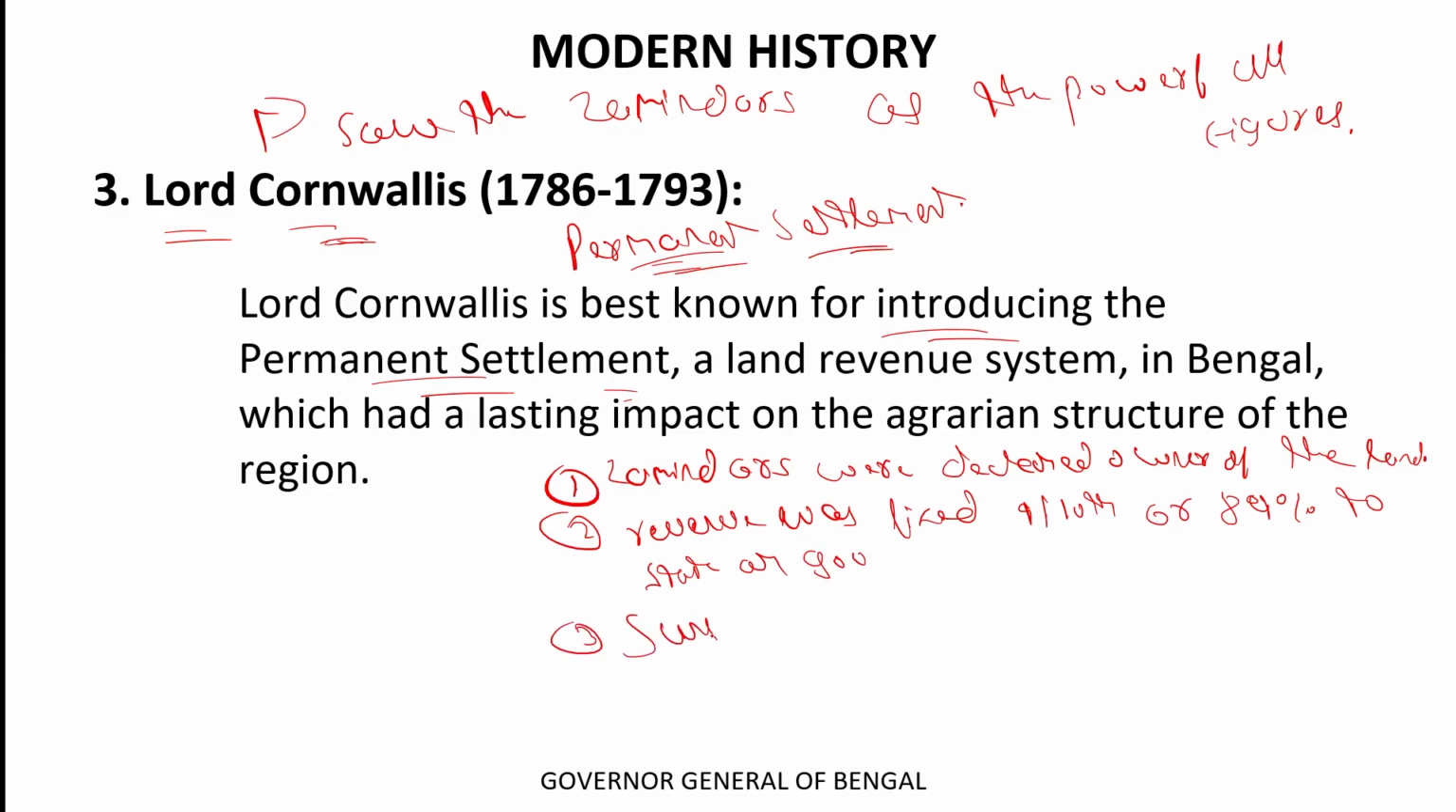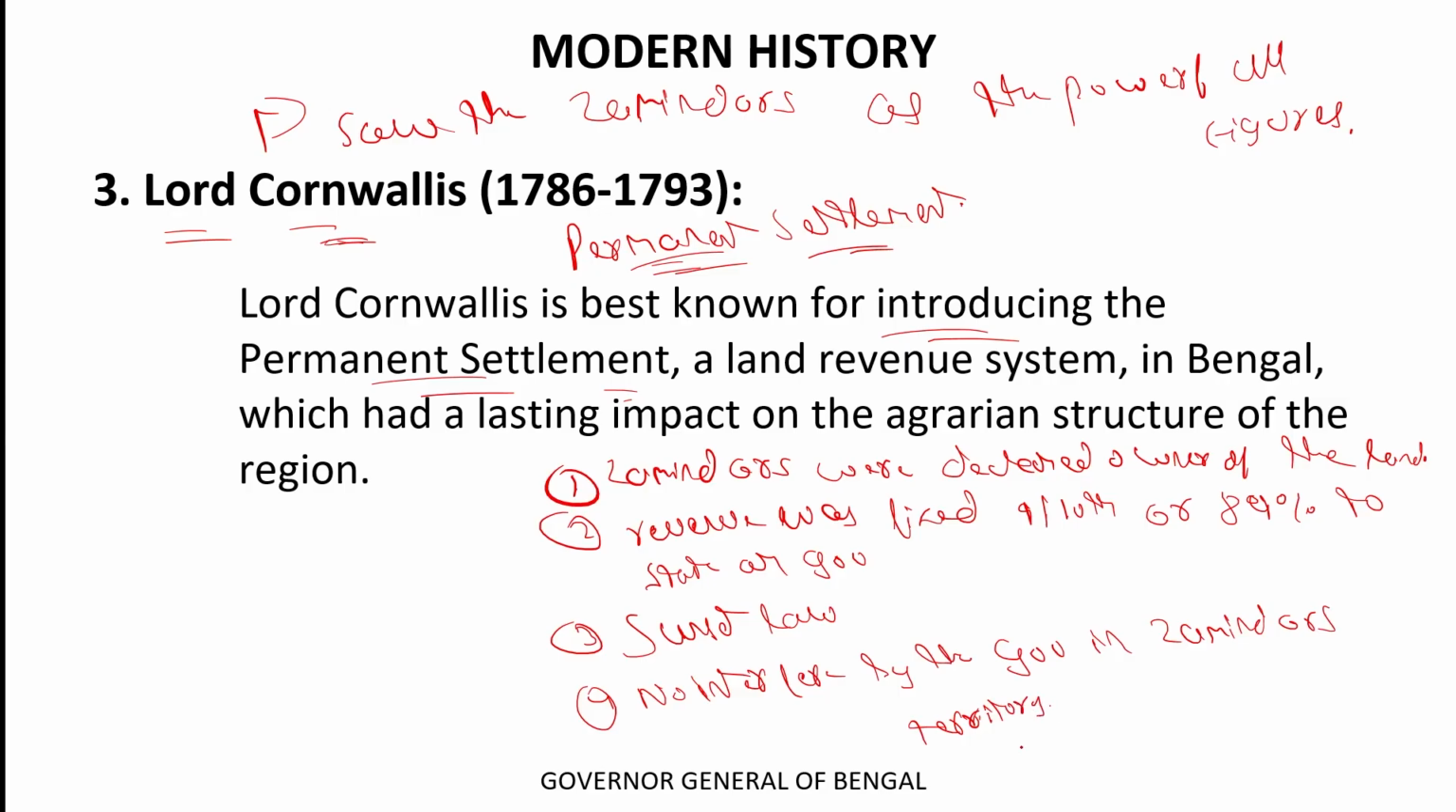Thereafter, there was a sunset law which was introduced. And fourth, no interference by the government in zamindars' territory. Okay, so basically that was the concept behind the permanent settlement.